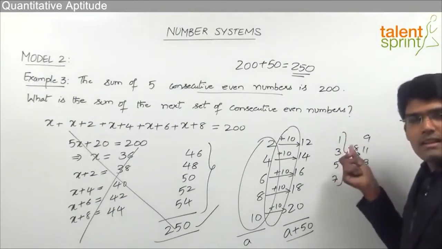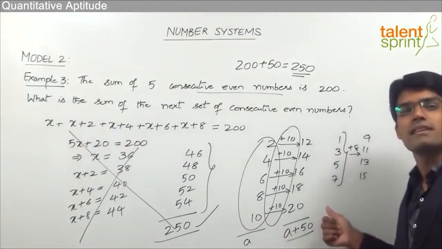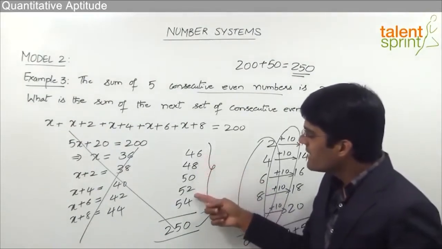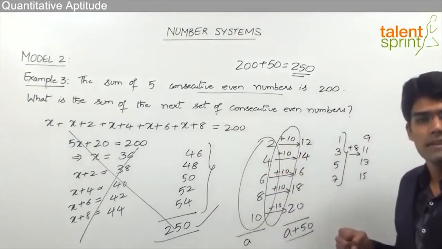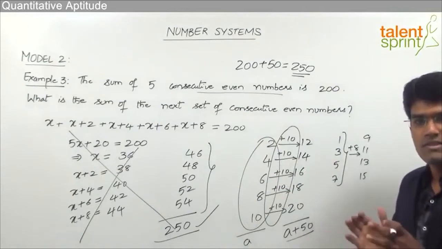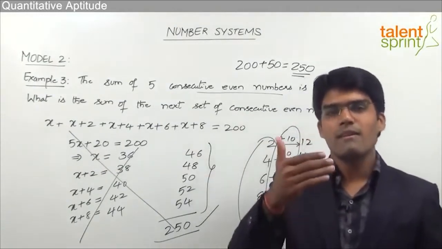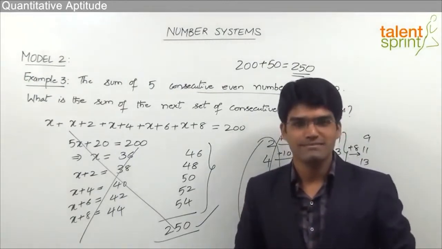Why? Because each consecutive even pair or odd pair will give a difference of 2. So that is the reason the total difference here is 4 into 2, 8. Similarly, when there are 5 numbers, each number gives a difference of 2. So 5 into 2, 10 will be the difference between each pair. So this is how to simply understand how much is going to be the difference between each pair and then find out the total difference and add it to the given sum to find out the required answer.